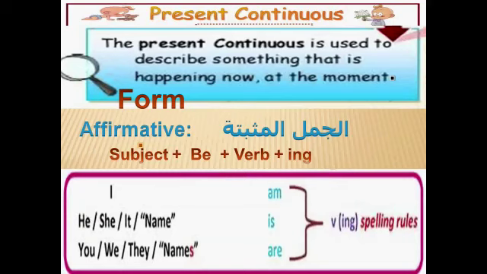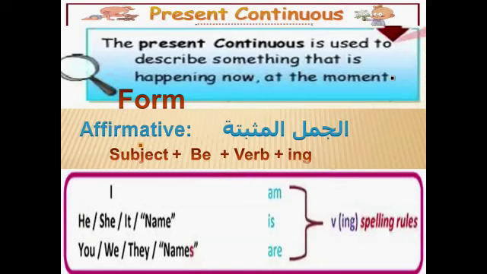Subject should be I, and I takes am as a verb to be. He, she, it, or a singular name take is as a verb to be. You, we, they, and plural names take are as a verb to be. Then plus a verb with ing.